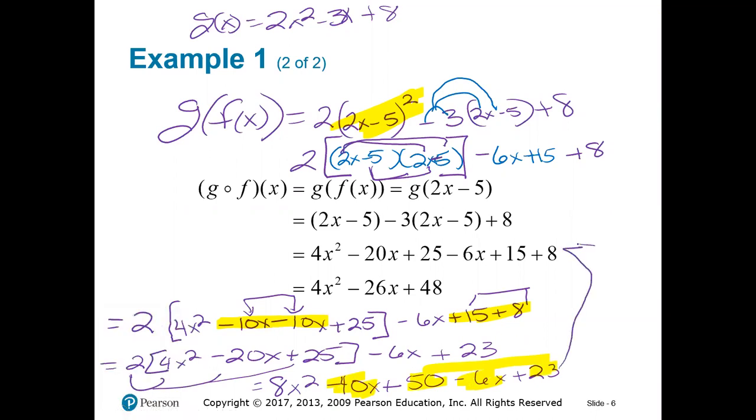I'm going to come right up here and write it. It's equal to 8x squared. So -40x minus 6x, so it's a -46x. 50 plus that 23 is 73. And that would be my answer. That's my composition function. And it's still all real numbers. There's no restrictions on those.